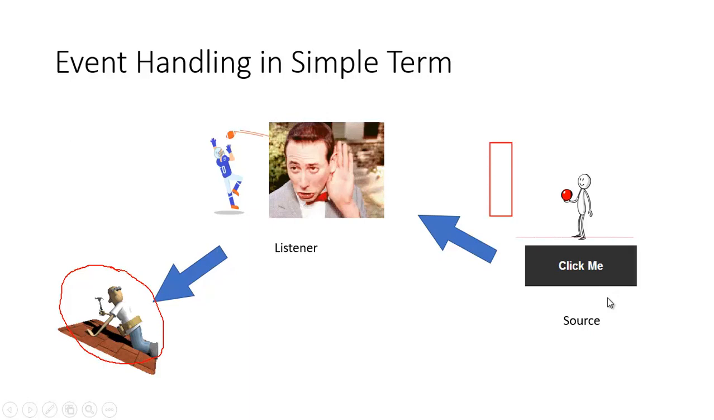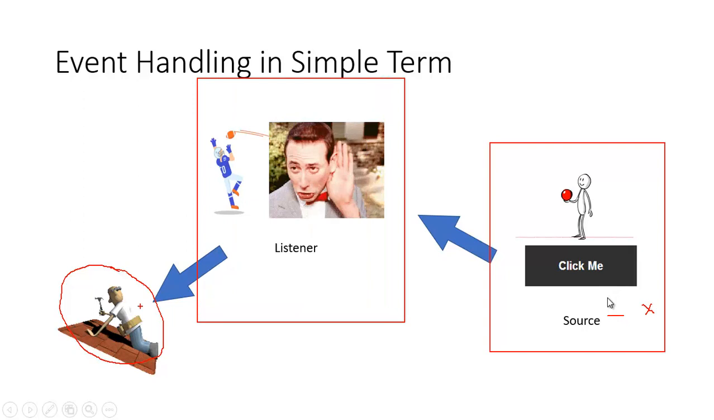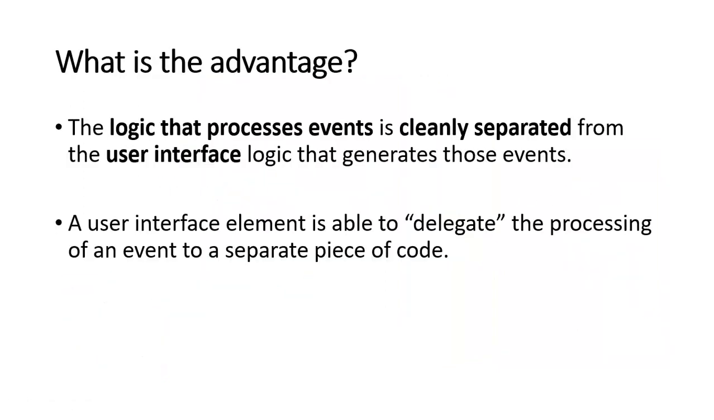So we have a GUI which takes up the action or the event, and we have a listener that performs the required action. You notice that both of them are well separated. We have a separation between the GUI component and the event handler. That is an advantage of this particular model.